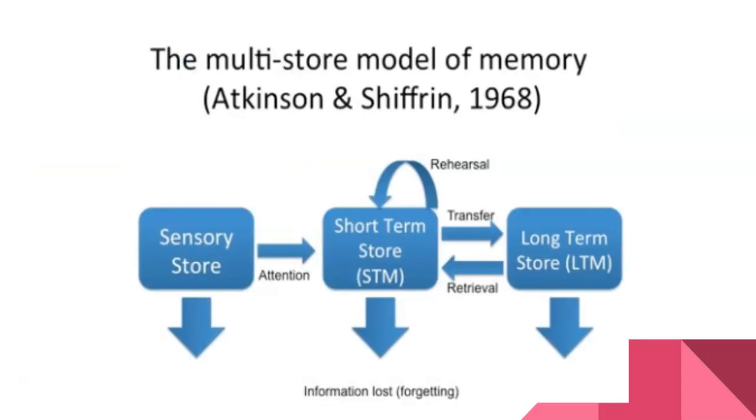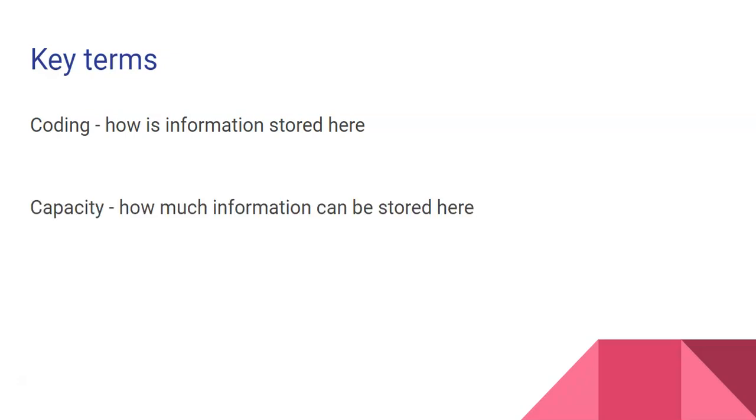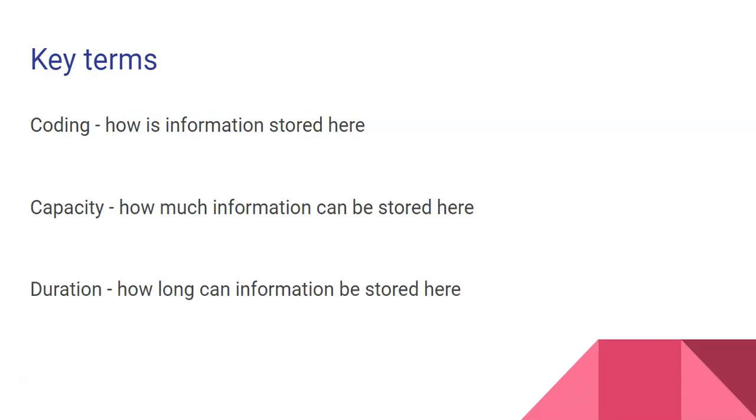Now here's just a quick little image of what the multi-store model would look like. You've got these three stores: sensory, short-term and long-term memory. But before we go on, we've got to make sure we understand some key terms. Anytime we talk about coding, this is how information is encoded, how it's stored there. Capacity is how much information can be stored, and duration is how long information can be stored there.